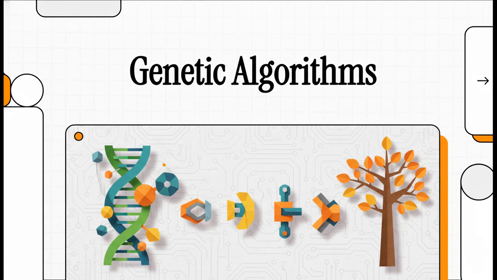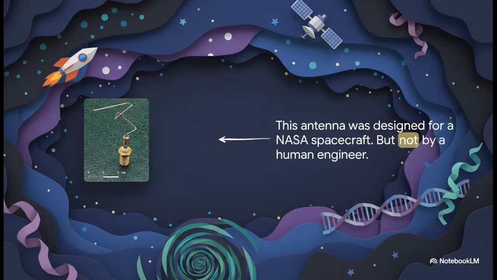All right, let's dive into a corner of computer science that's a little bit wild. We're going to talk about a way of solving problems where the solutions aren't carefully coded by a programmer, they're evolved. We're talking about genetic algorithms.